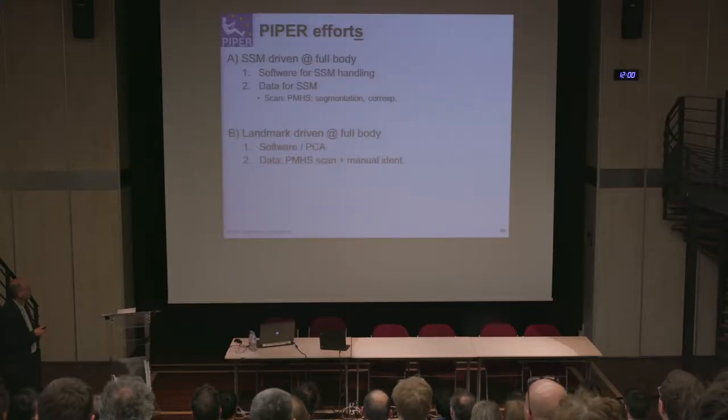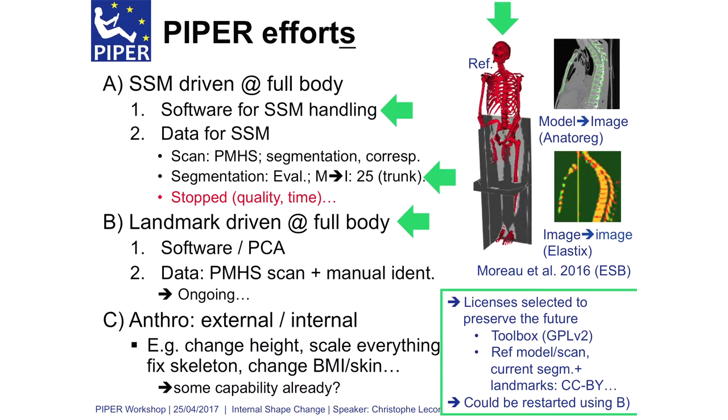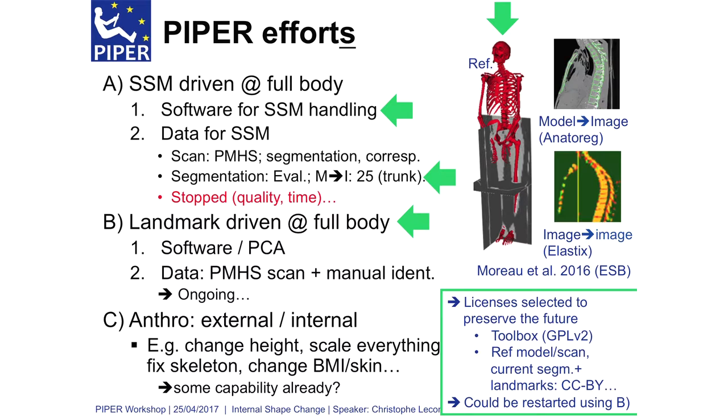Now, in terms of landmark-driven information, this is again at the full body level, and this is the main approach that we are going to deliver at the end of the project, which is soon. We have the software to generate the information based on a principal component analysis. The data comes from the same PMHS scans from CSER, and landmarks are manually identified on the CT scan. So this is for the B approach. A is the most ambitious, and B is what's going to be delivered.